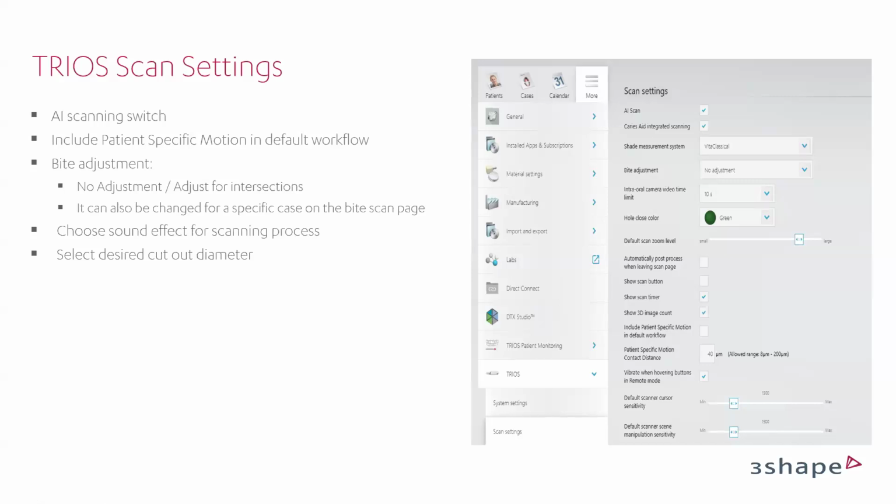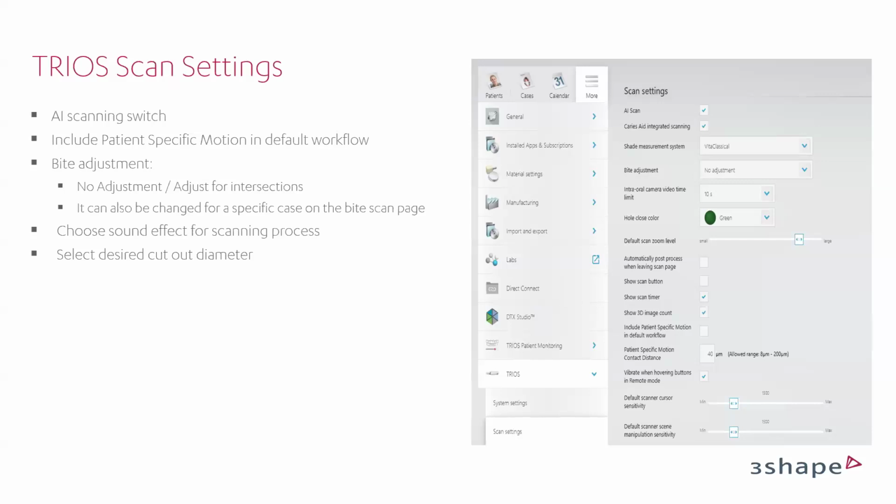It's the AI scanning switch. Our software uses some artificial intelligence when you proceed with the scanning. It helps to trim the tissues when you are scanning. Also, it includes a patient-specific motion-deferred workflow, for when you need to proceed with it, of course. Also, you may have the bite adjustment options.